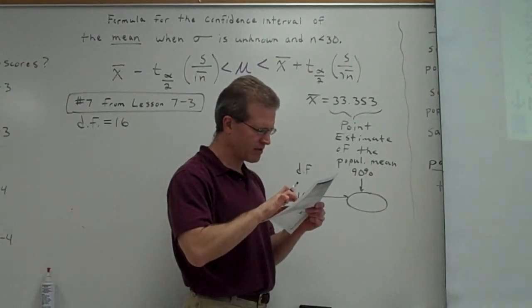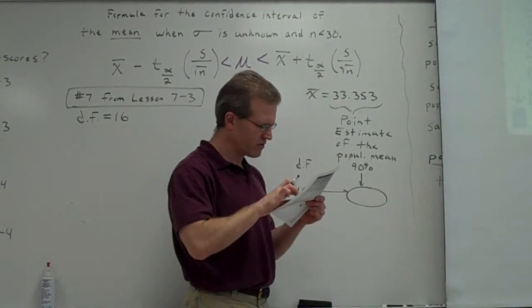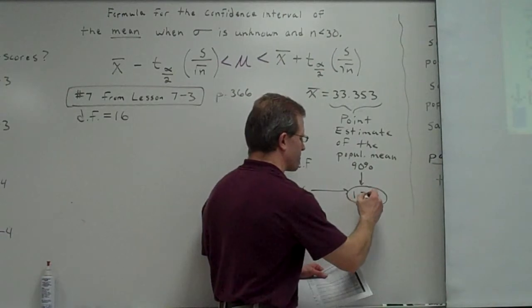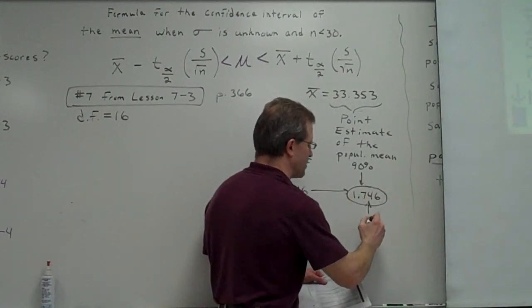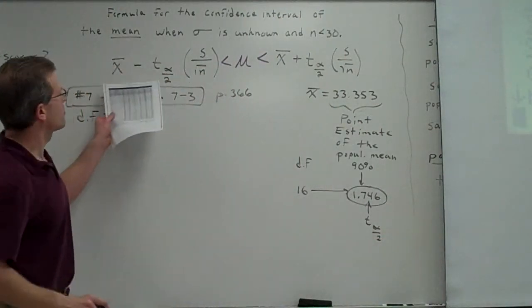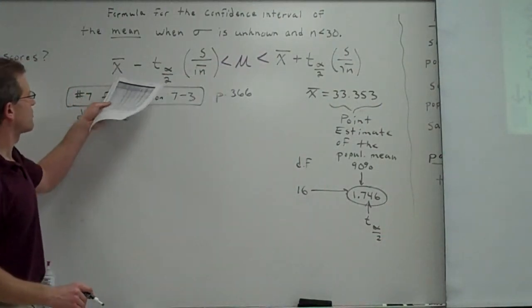Anybody tell me what to see? 1.753. Wait, 1.746. I think it's 1.746. That's called your t-score, t sub alpha over 2. Here's our formula for a confidence interval up here. So we're going to start writing this out.